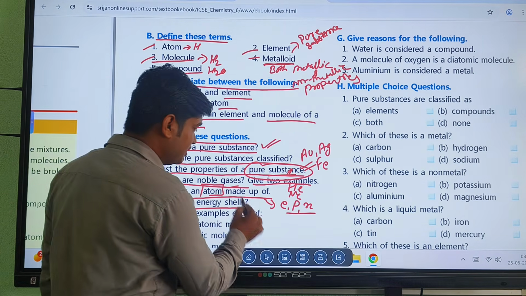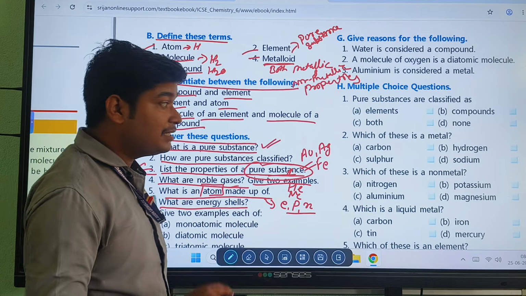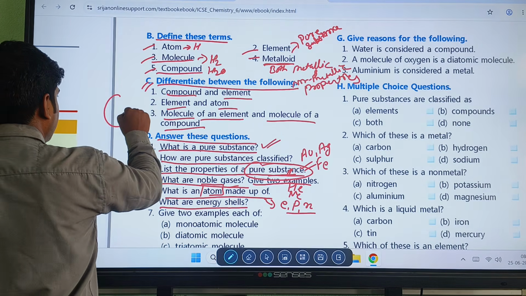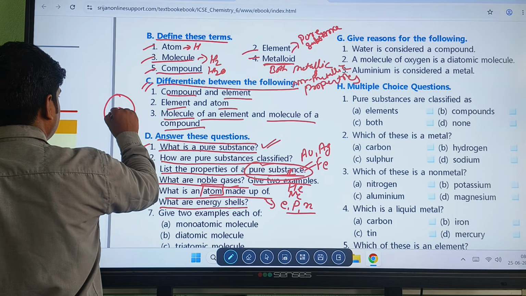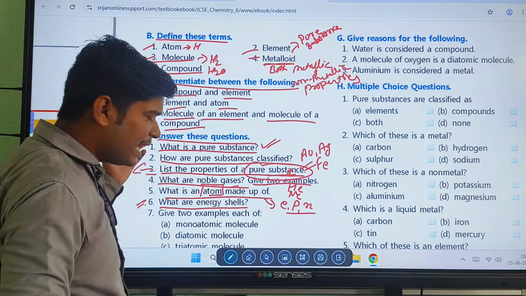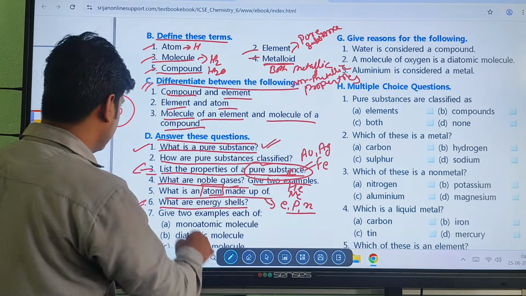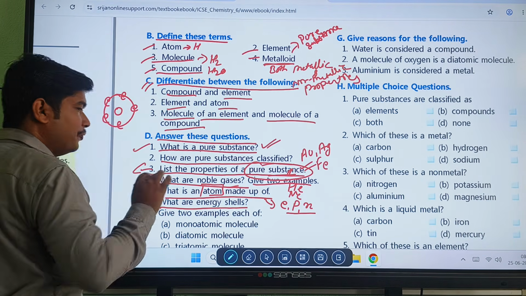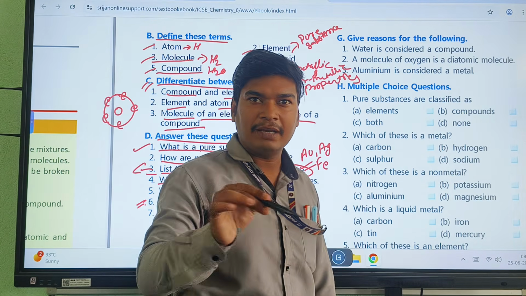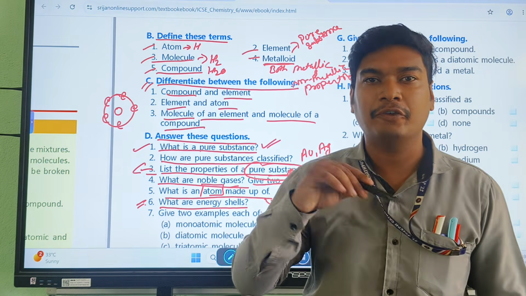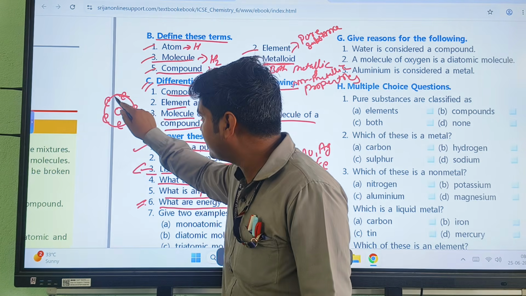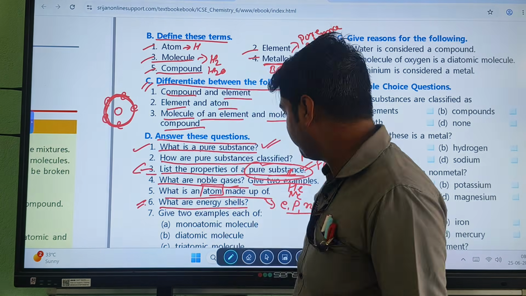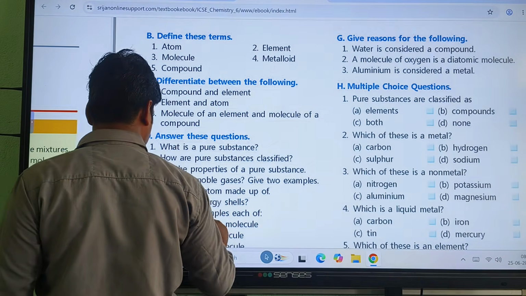Now come to question number 6. What are energy cells? This is the center of the atom, also known as the nucleus. Energy cells are the orbits where electrons are present, and electrons are revolving around the nucleus. This orbit is known as energy cell.